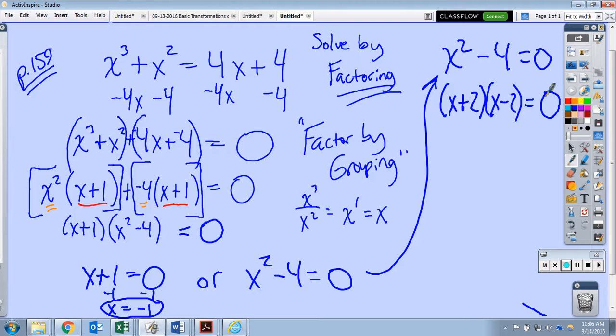And now notice here we have a similar situation that we have right here. We have another product. Either one of these can be 0. So we can say x plus 2 equals 0 or x minus 2 equals 0. Solving for this one, we subtract 2 from each side. X would equal negative 2. And for this guy here, solving for x, we would simply add 2 to each side. X equals 2.